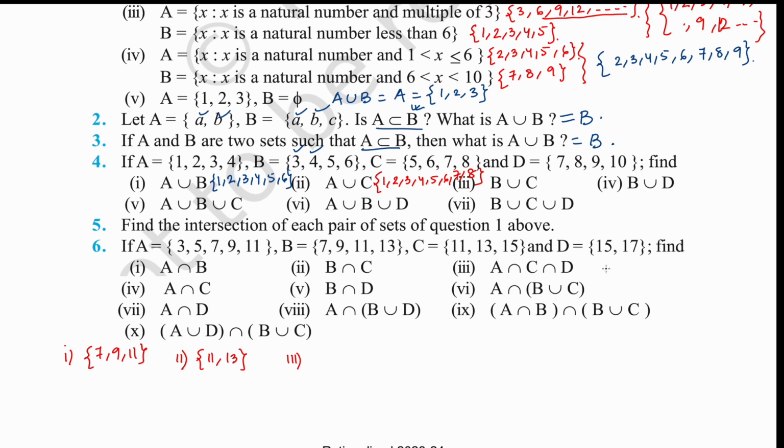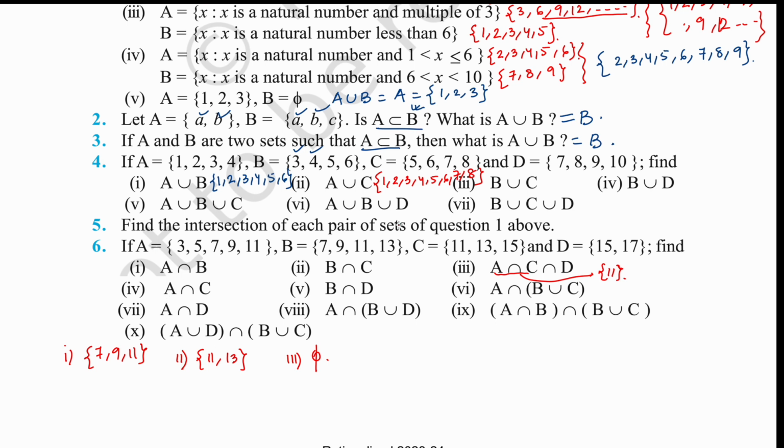So this A intersection C is going to give you a singleton set, and this singleton set has only one element, that is 11. Now you have to take its intersection with D. But in these two, no element is common, right? 11 is here, and 15 and 17 are in D. So there is nothing common between the two. So you have phi as your answer.